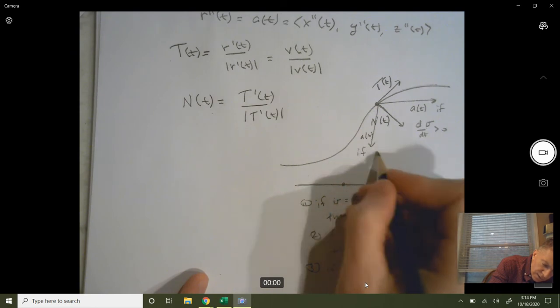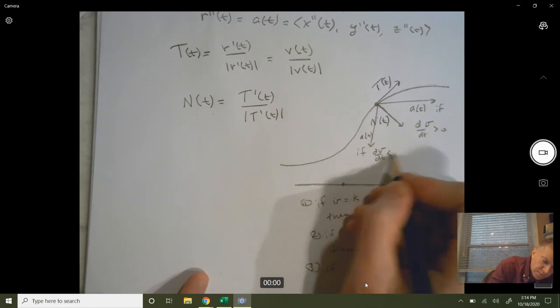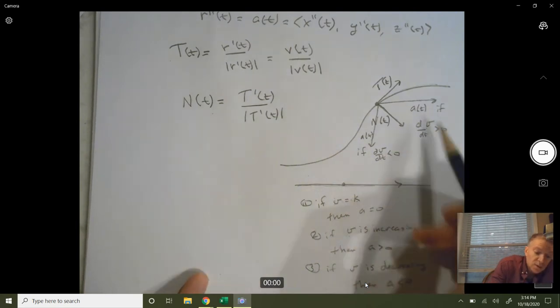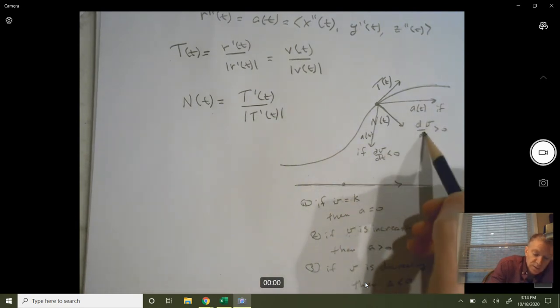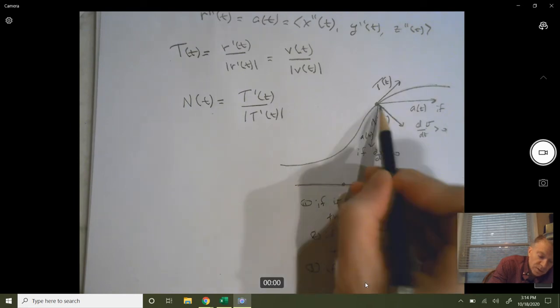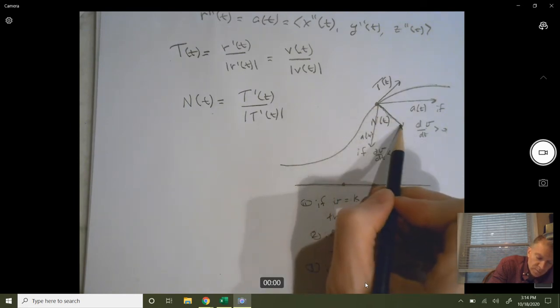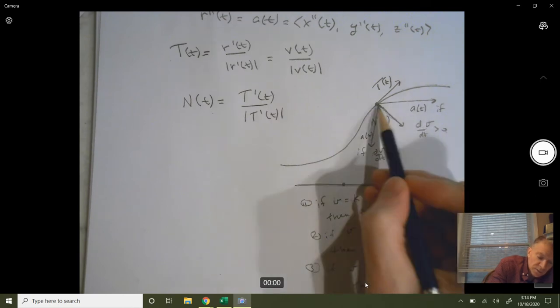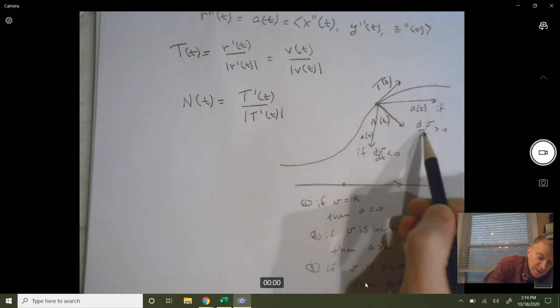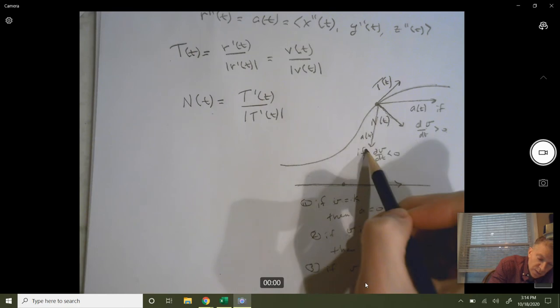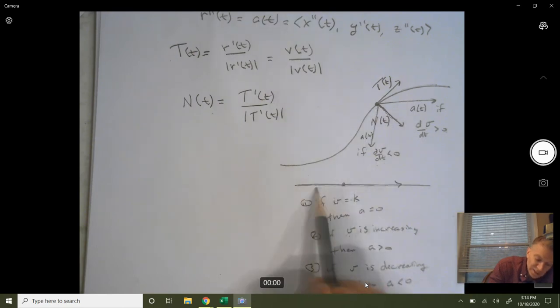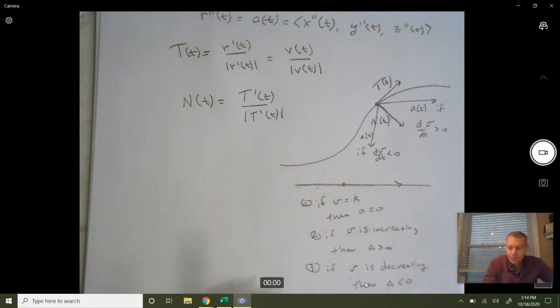If dv/dt is less than 0, okay? So if your speed is constant, so if dv/dt equals 0, your acceleration is in the direction of the normal. We proved that in the last section. If the speed is increasing, your acceleration goes this way. If your speed is decreasing, your acceleration is going this way, which is kind of consistent with this. If your speed was decreasing, your acceleration goes in the opposite direction, okay?